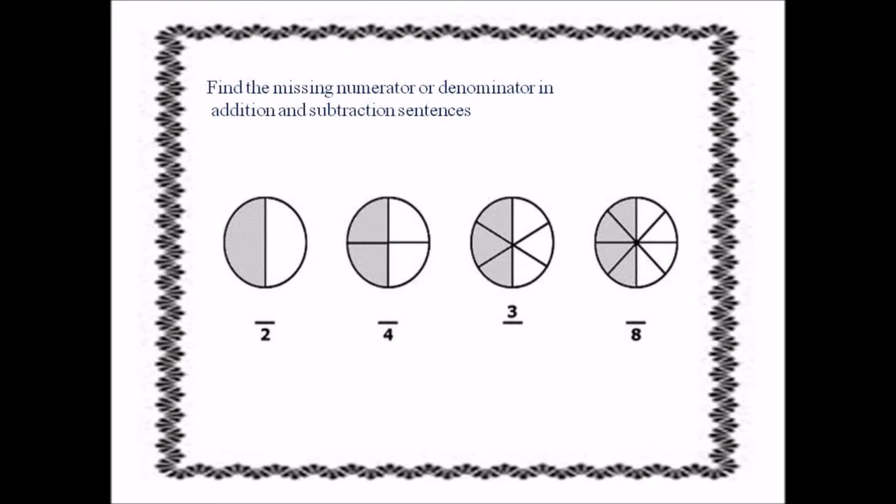Find the missing numerator or denominator in addition and subtraction sentences. Now here you have, in some places the denominator is missing, in some places the numerator is missing. So write the numerator. In the first one, the numerator is missing, so it is 1 by 2. The next one also, the numerator is missing, 2 by 4. Here it is the denominator which is missing, 3 by 3. And here the numerator is missing, 4 by 8.